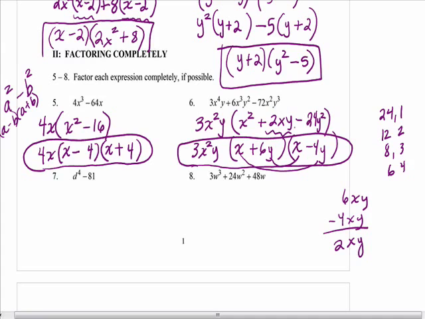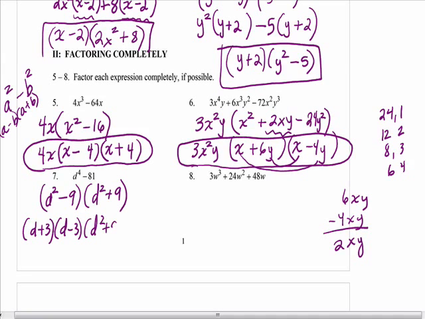All right, so number 7. Oh, I got a hand up already. Anna, what do you think? Well, I think it's a difference of squares. I agree. I would do d squared minus 9 times d squared plus 9. But since d squared minus 9 is also a difference of squares, I would put d plus 3, d minus 3.